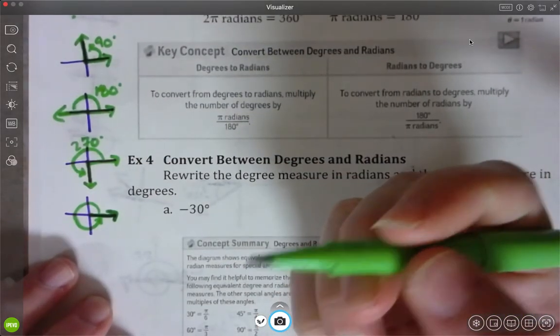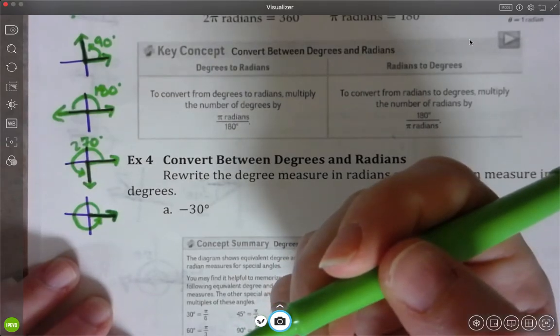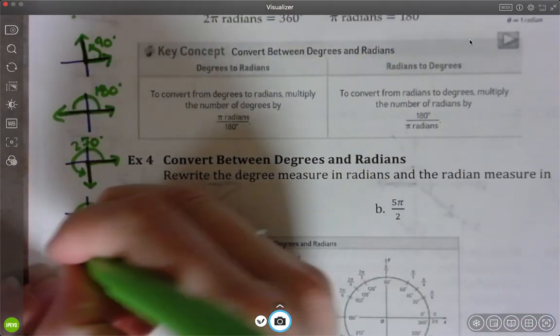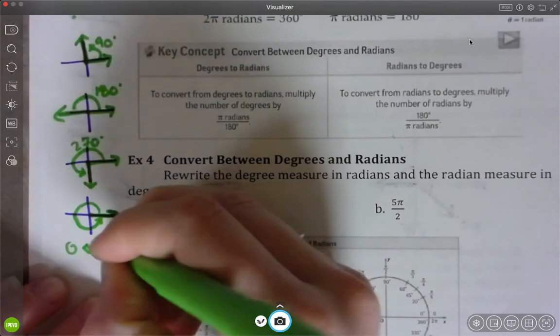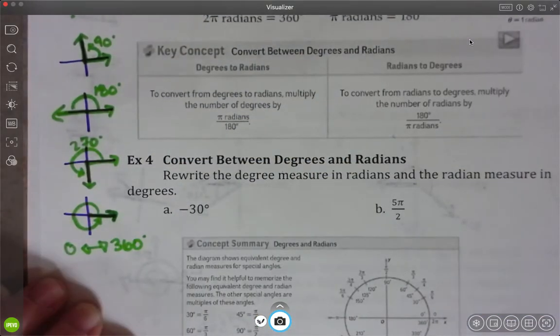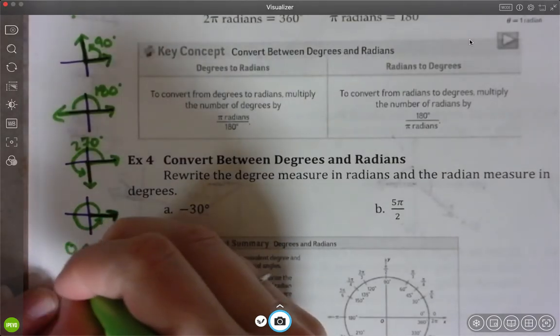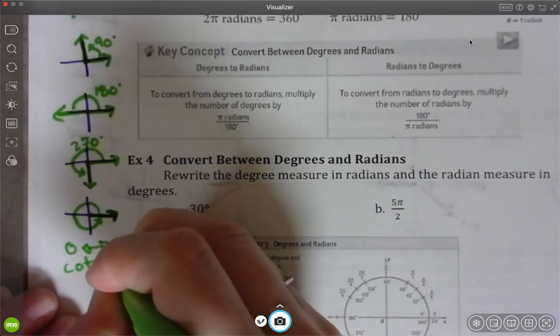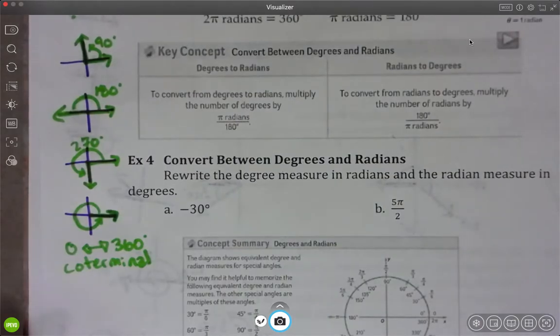It's kind of like 0 degrees, but 0 degrees and 360 degrees are going to be the same as each other, and another word for that is coterminal angles. So those angles would be coterminal because they have exactly the same starting and ending point. Okay. All right. So now let's talk about what a radian is.